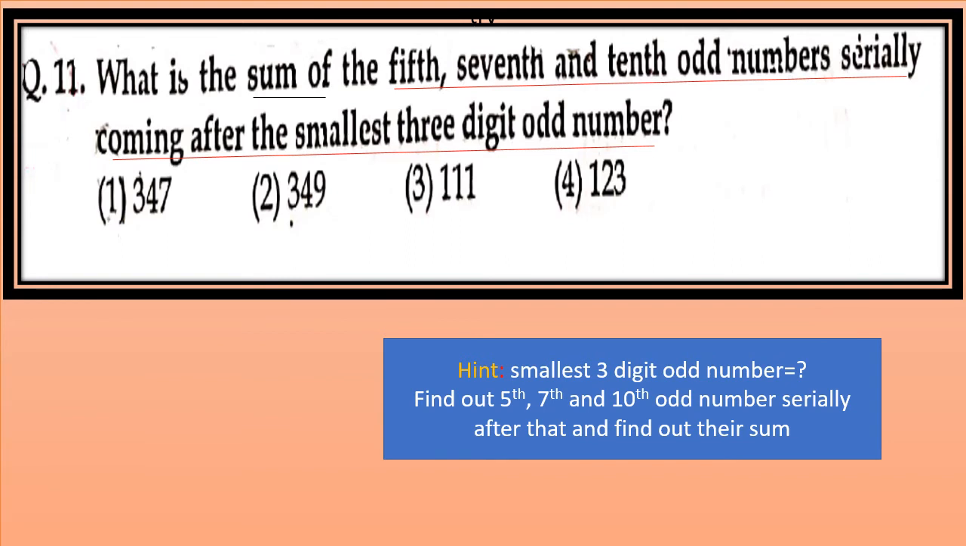Question 11. What is the sum of the 5th, 7th and 10th odd numbers serially coming after the smallest 3-digit odd number? So you have to find the sum of the 5th, 7th and 10th odd numbers serially coming after the smallest 3-digit odd number. Now see the hint and try to solve.